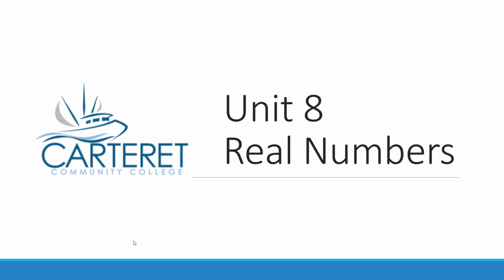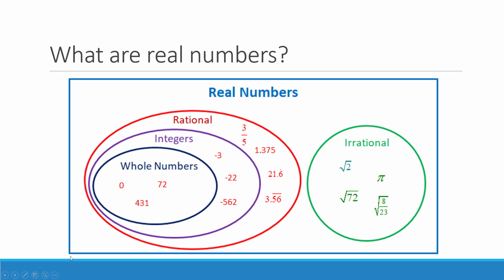In this last unit of Tier 1, we're going to be discussing real numbers. So first, let's start off by talking about what are real numbers. You can see there are different types of numbers. The most basic type of number that you're probably familiar with is going to be whole numbers. Whole numbers are your counting numbers that start with 0. So 0, 1, 2, 3, 4, going on forever.